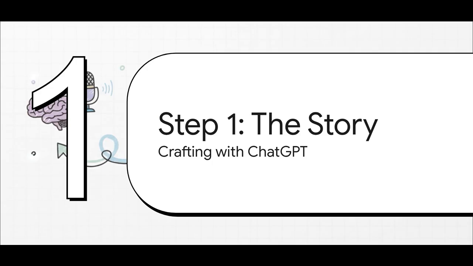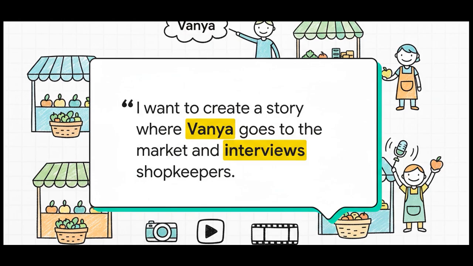Because before you can have a video, you gotta have a story. And this is where ChatGPT basically becomes your own personal scriptwriter. And this is it. No, seriously, this is the exact prompt that was fed into ChatGPT to create the entire Vanya in the Market video. It's that simple. You don't need to know any fancy code. You just talk to it like a person and describe the story you want to tell.